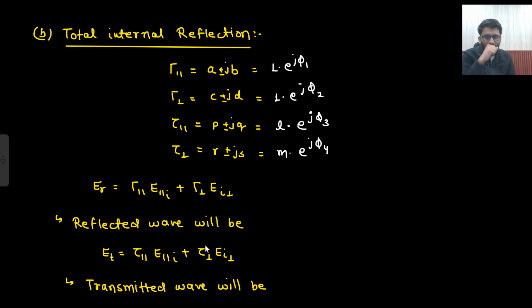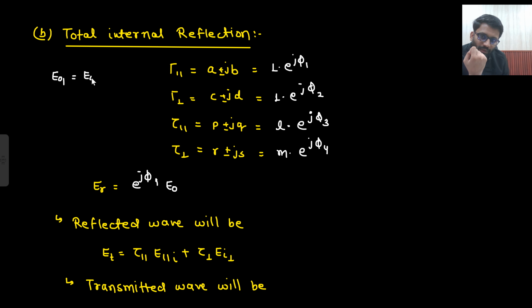Right? So if I write down my reflected wave, what would that be? Your E naught 1 will be multiplied with e to the power j phi 1, E naught. Why E naught? Because E naught 1 here is what I have assumed. I have assumed circularly polarized, so E naught 1 equals E naught 2 equals E naught has been assumed, and phi is taken as pi by 2. So this will be E naught only.